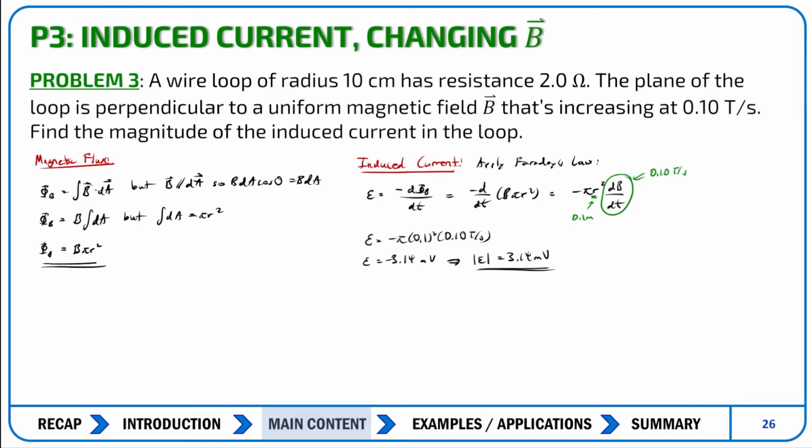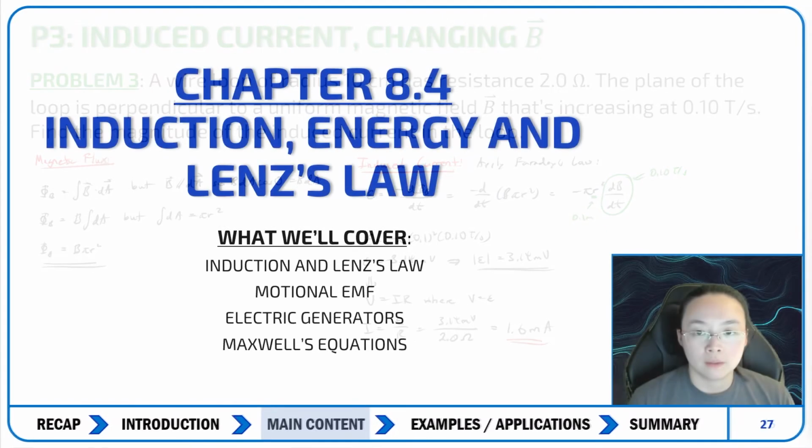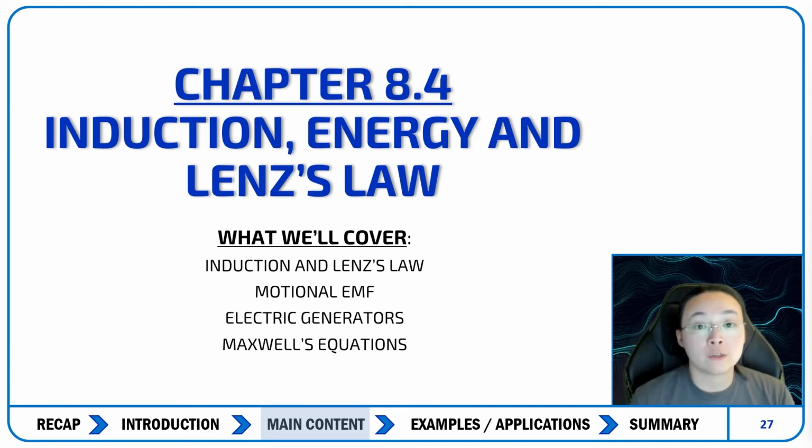And then we can move on to current, where V is equal to IR, or epsilon is equal to IR. So that means we have I equals epsilon over R, which is 3.14 millivolts over the resistance 2.0 ohms. And that gives us 1.6 milliamps as our induced current. We're now going to move on to induction, energy, and Lenz's law.